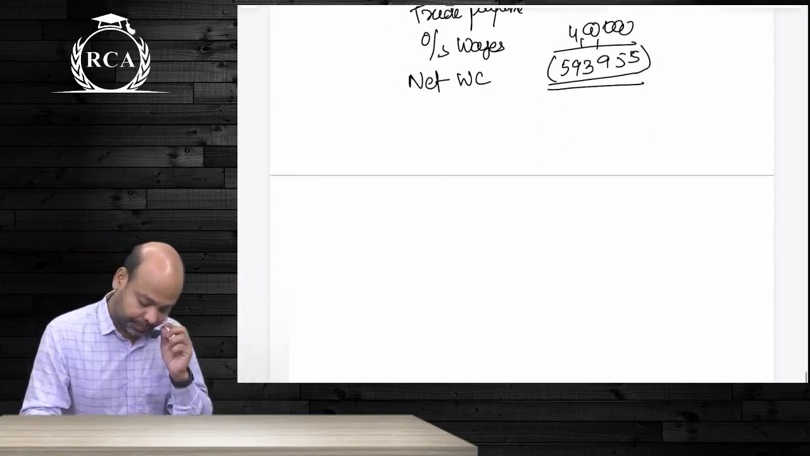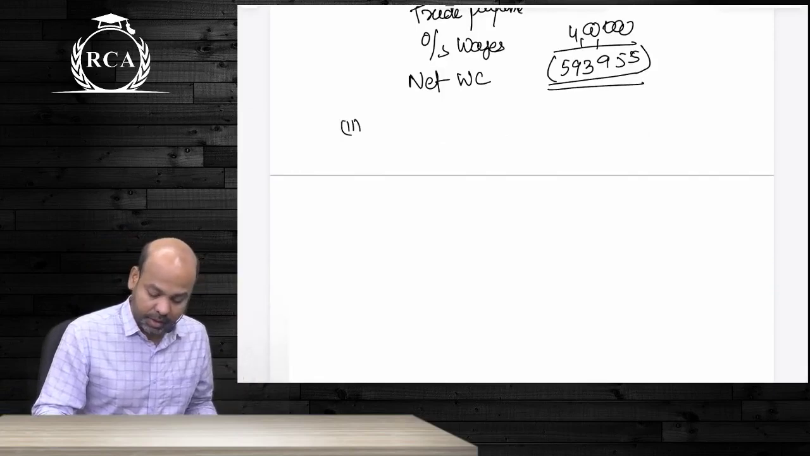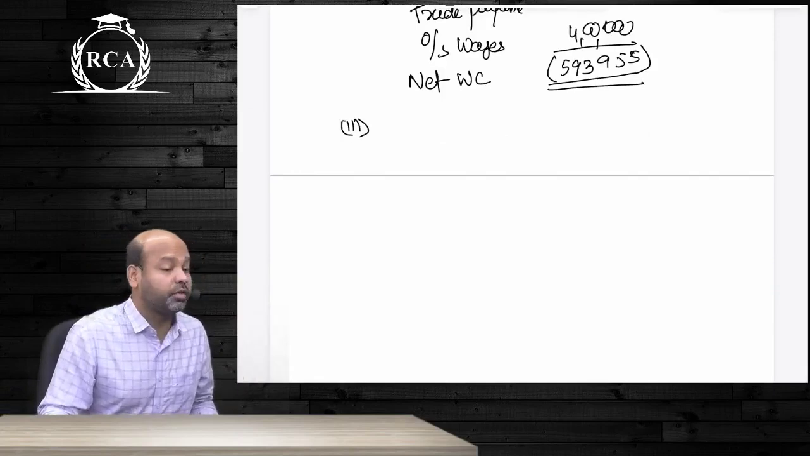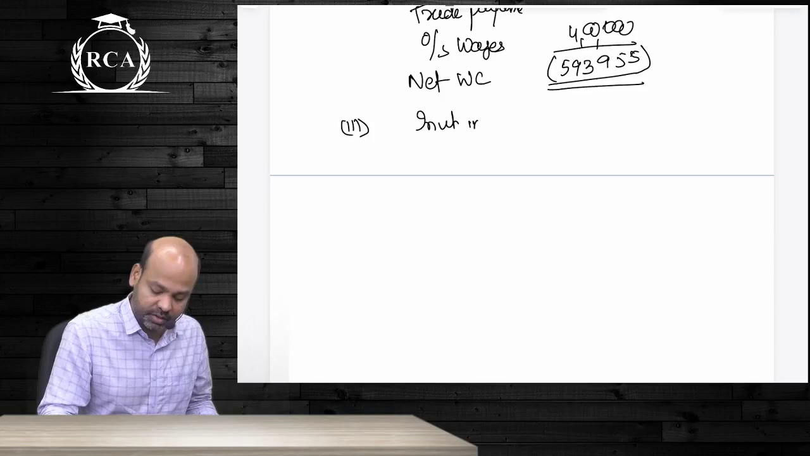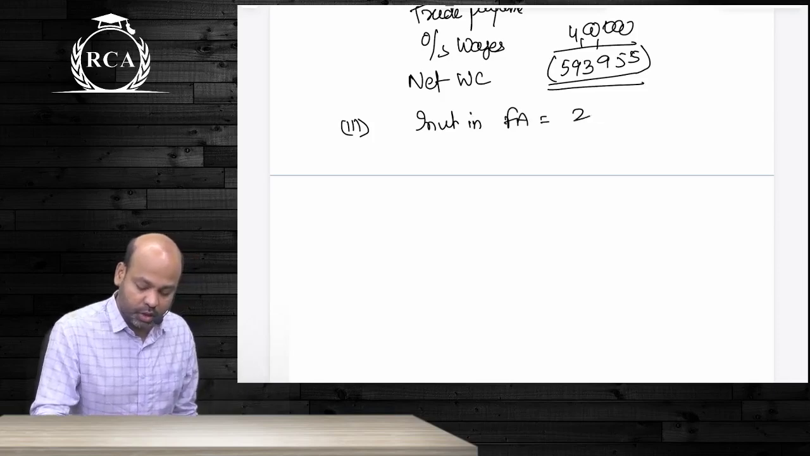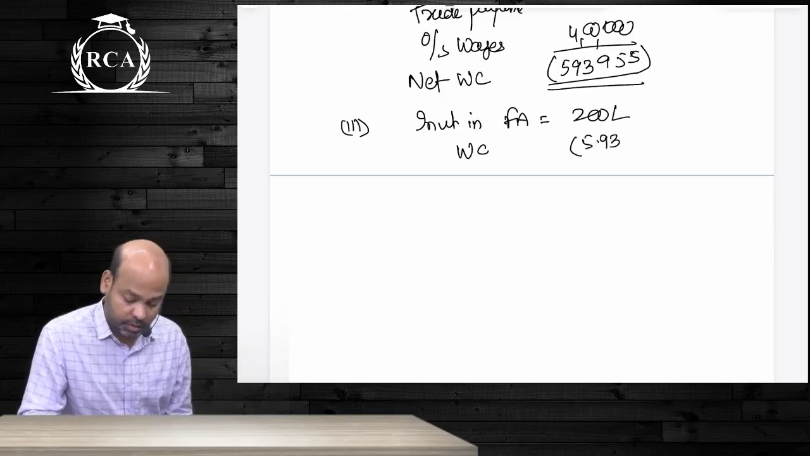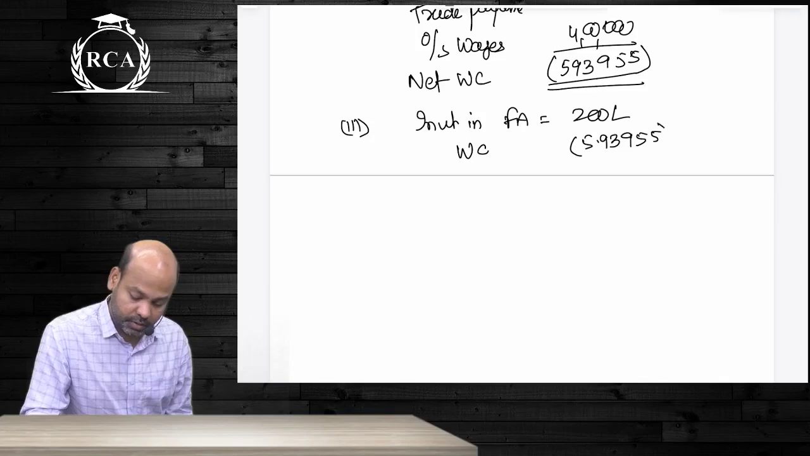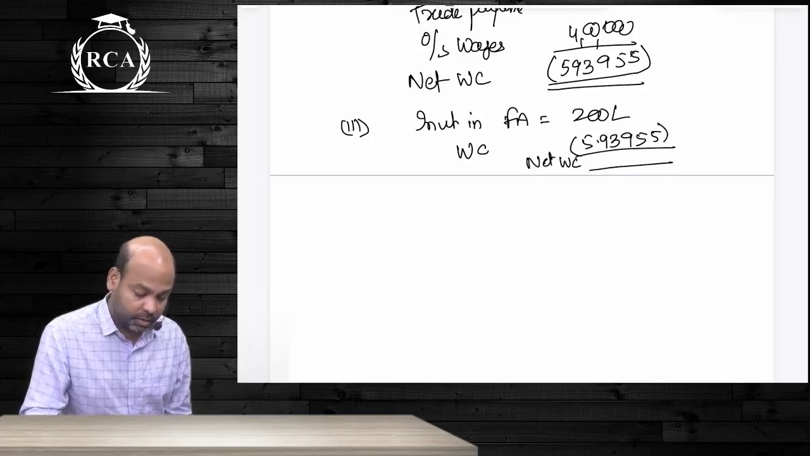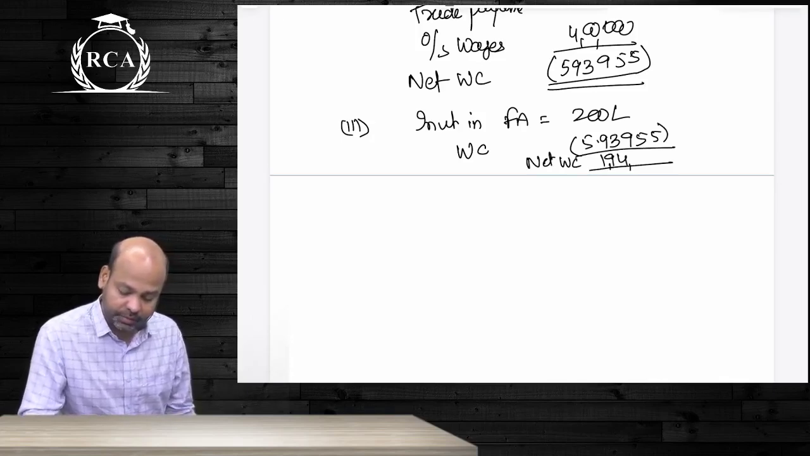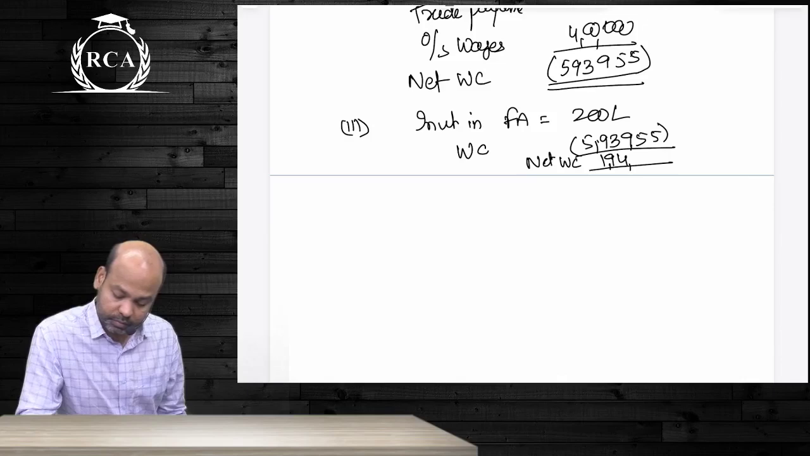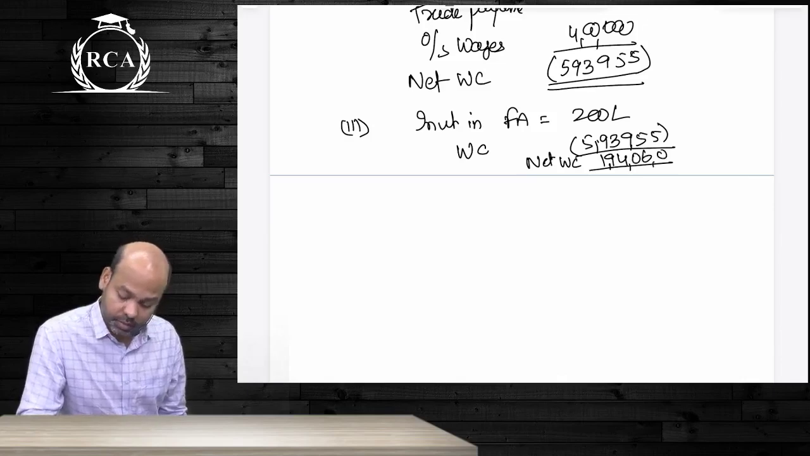Now guys, third bit guys, total funds beta. What was the gross investment in fixed assets guys? 200 lakhs. How much is your working capital beta now? Negative 5.93955. According to them, how much is the net working capital? 1,94,000, 1 crore 94 lakhs. 6,045.